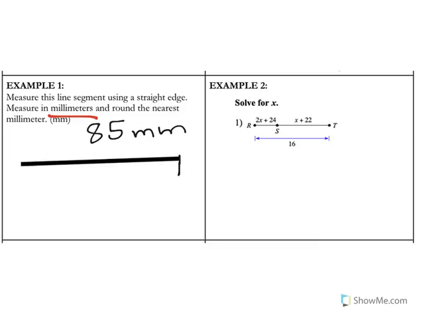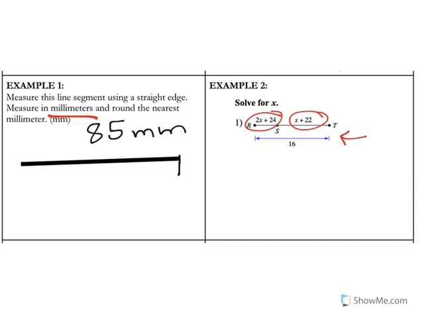And we're going to go to example 2. Example 2 has some algebra in it. You can see that there's an x and it says solve for x. We can also see that it does tell us how long this line segment is. So we're not actually measuring this. We're trying to find the x. Well, if we know that this part and this part together make x, well, then we can add them and solve for x. I'm going to set up the equation.